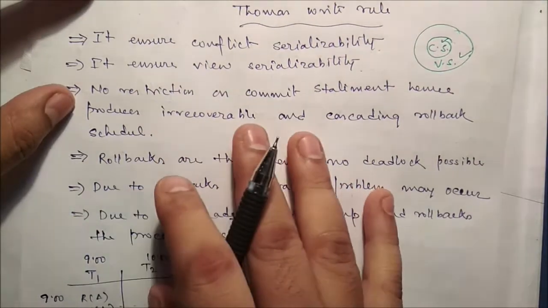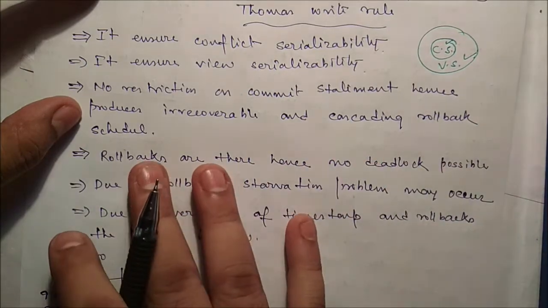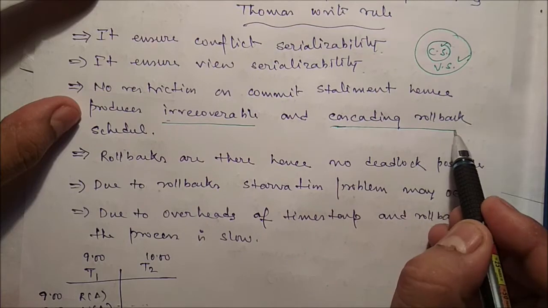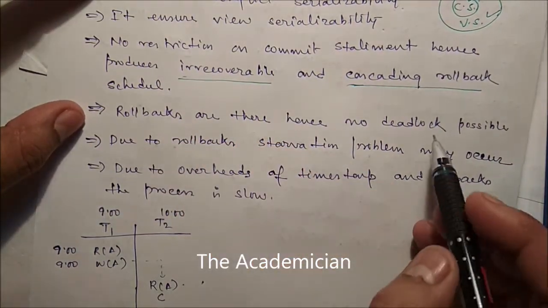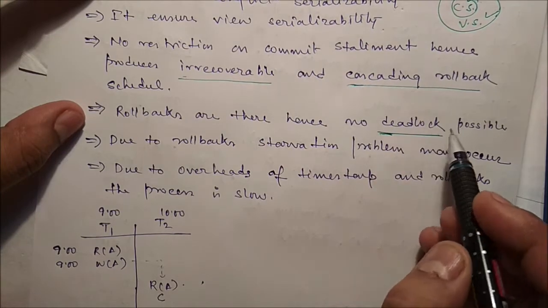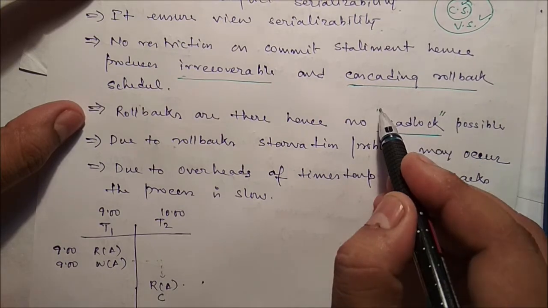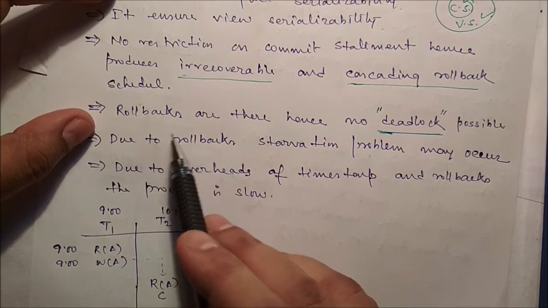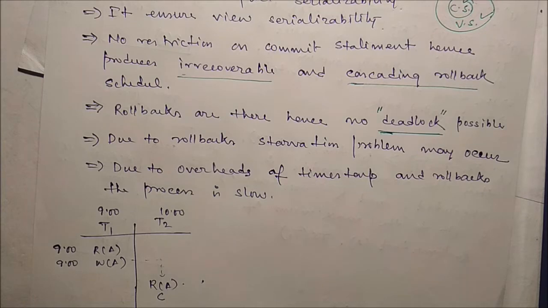Now, no restrictions on commit statement, hence it produces irrecoverable and cascading rollback schedules. So it produces an irrecoverable schedule, and it will produce a cascading rollback. That is the limitation. Now, rollbacks are there, hence no deadlock is possible. Already you know, if a schedule is in a deadlock process, we have to roll back the transaction. So rollback is an inherent process in this timestamp based protocol. Hence there is no deadlock.